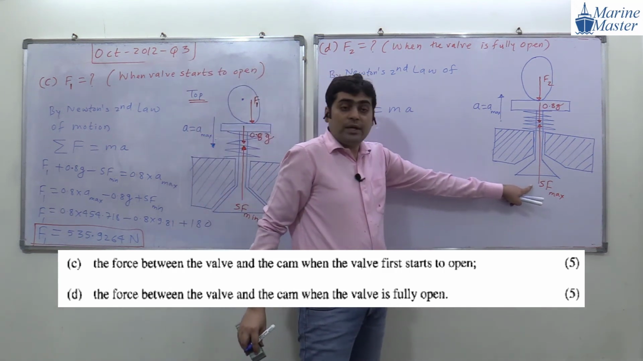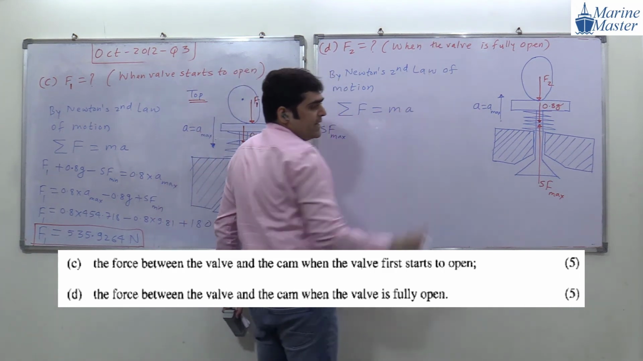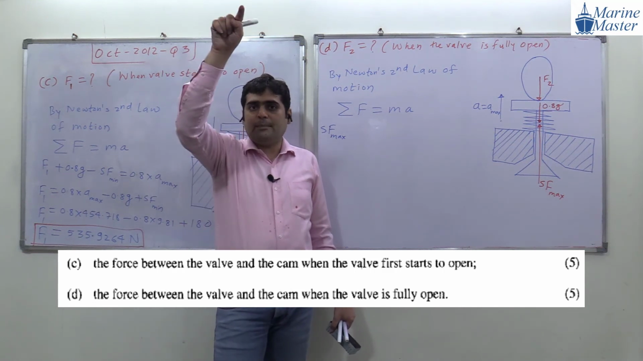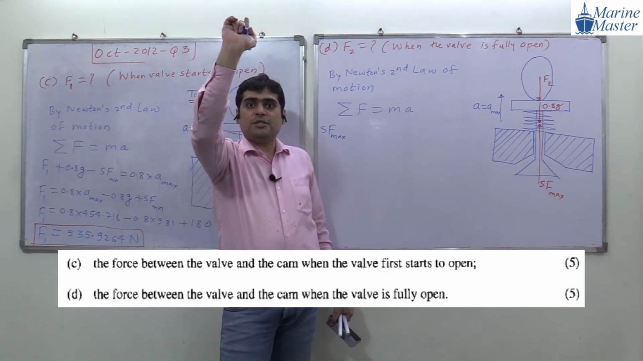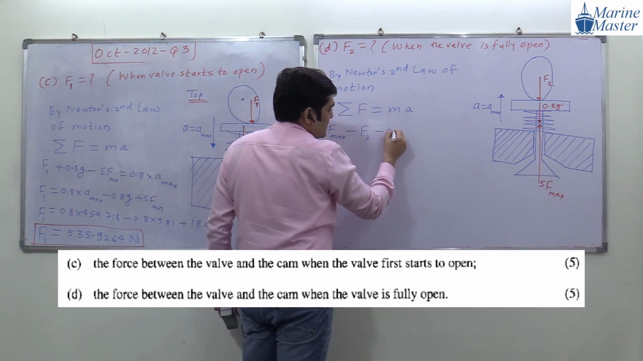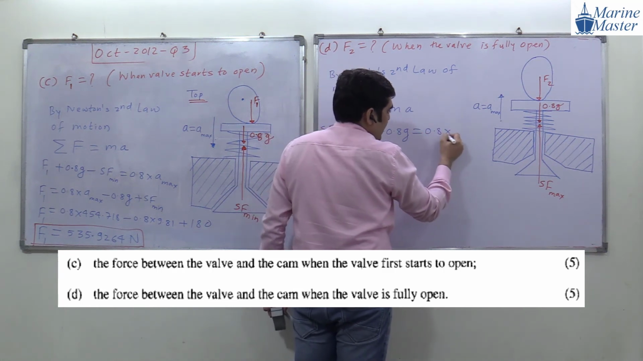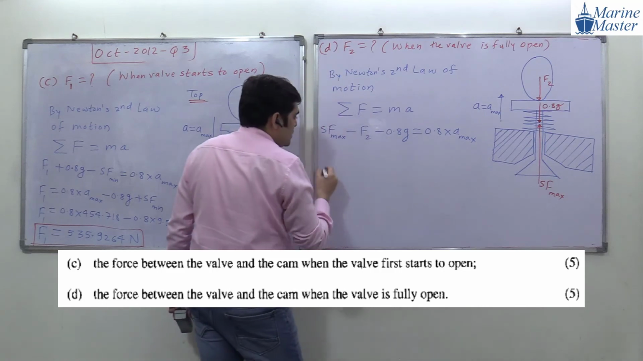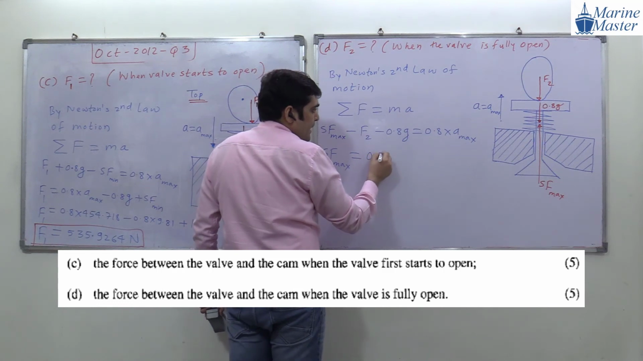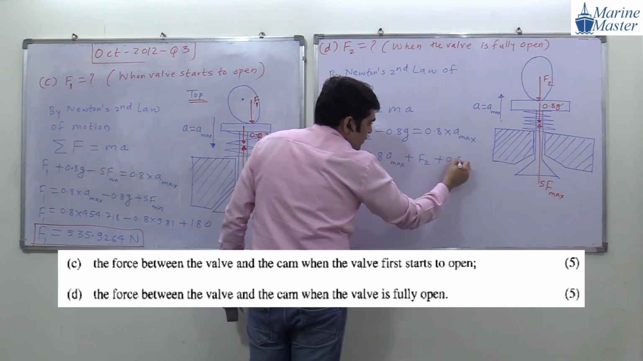And which force here is positive? SF max, because it is in the direction of acceleration. Acceleration is upward because the position of the wall is bottommost, and with respect to the bottom, the fixed point is above. So acceleration is directed towards the fixed point. So SF max minus F2 minus 0.8 G is equal to mass times acceleration. How much is the mass? 0.8. Acceleration is A max. So SF max will be equal to 0.8 A max plus F2 plus 0.8 G.